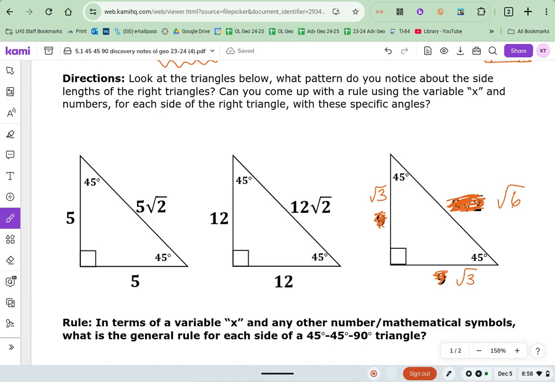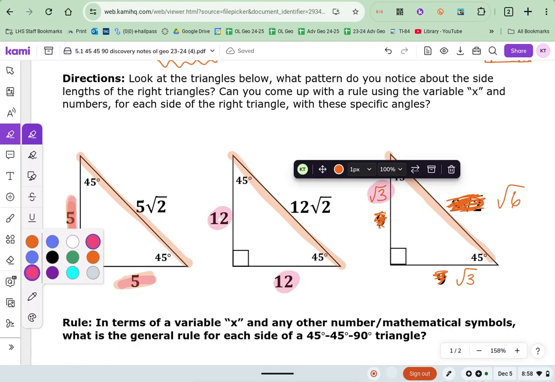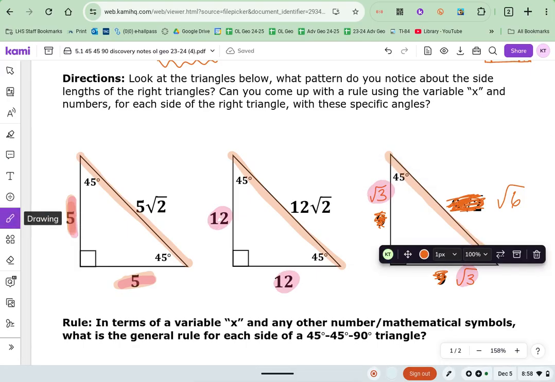Okay, so one thing that you should notice is the 2 legs of each triangle are the same. So we call legs the sides of the triangle that are not the hypotenuse. Remember, the hypotenuse is the side that's across from or not touching the right angle. So that's the hypotenuse. So the legs are the other sides. So these 2 legs are both 5. These 2 legs are both 12. These 2 legs are both square root of 3. All right, so the legs of all these right triangles are the same as the other leg.